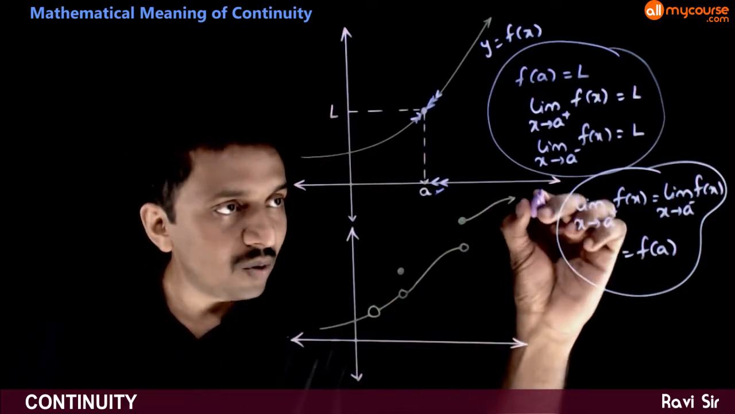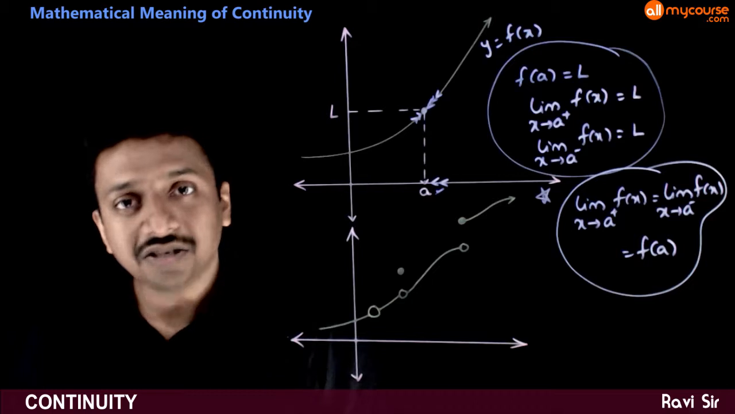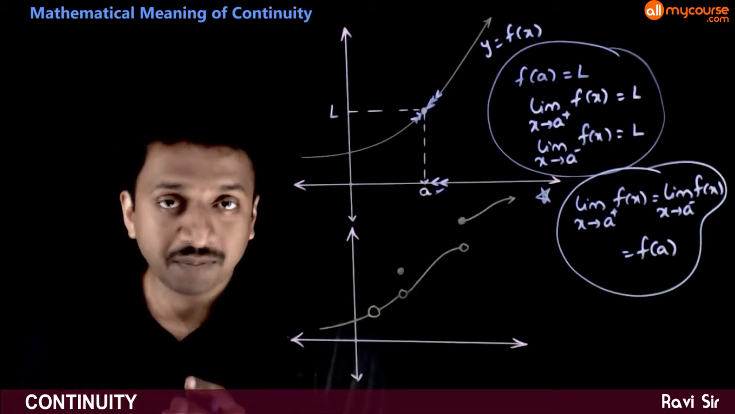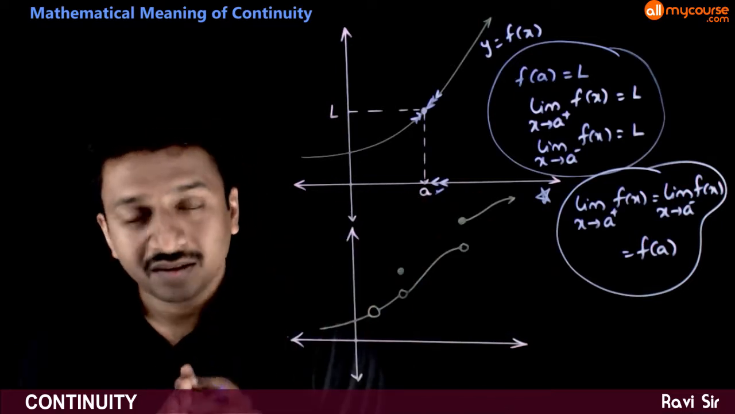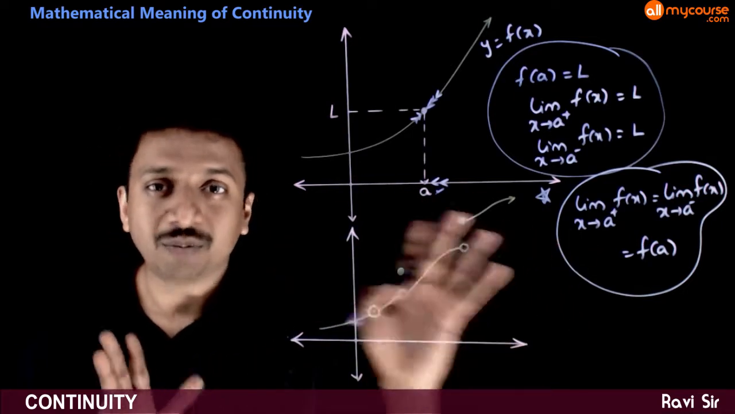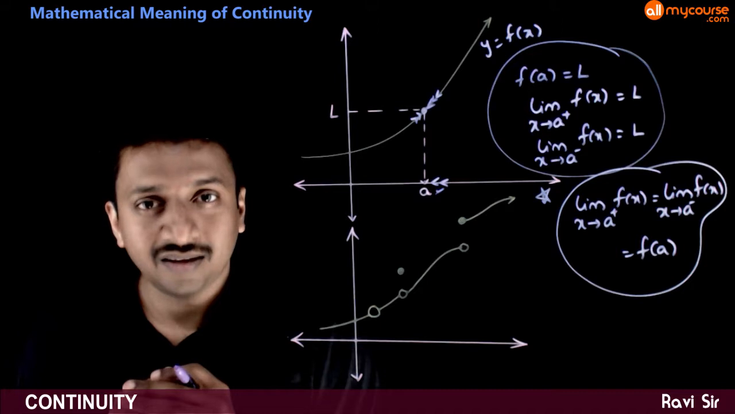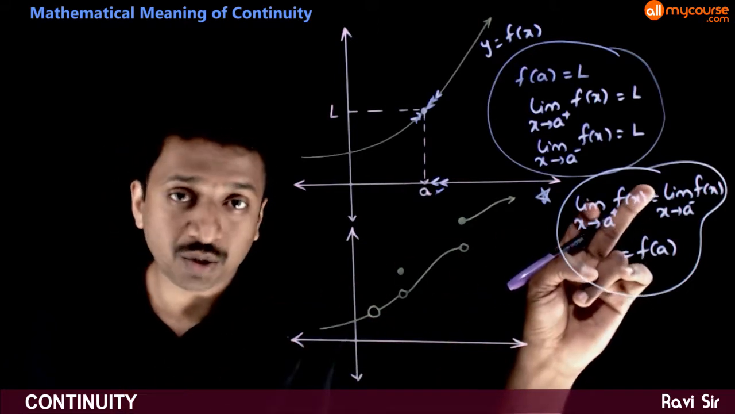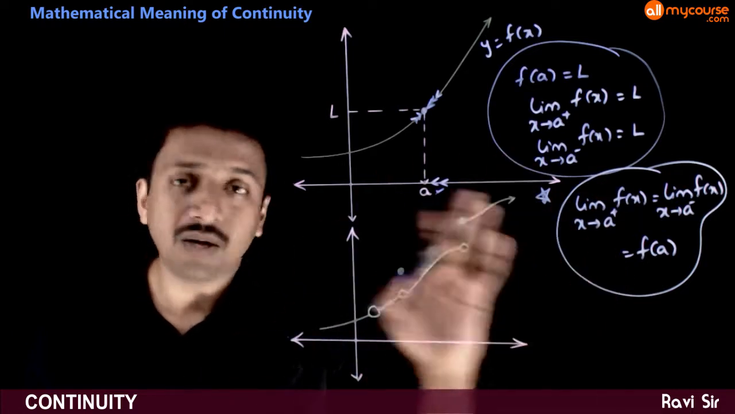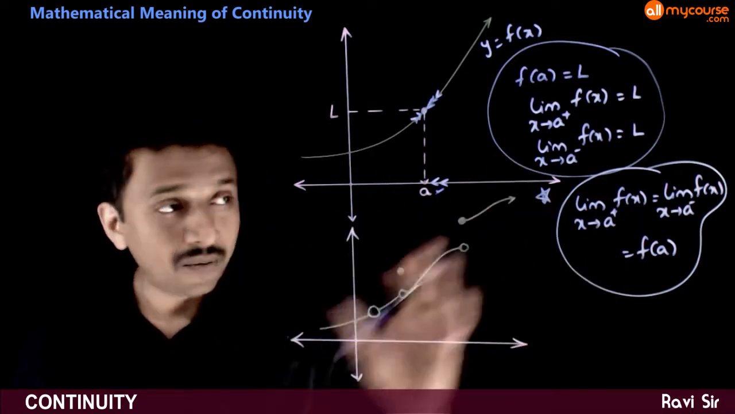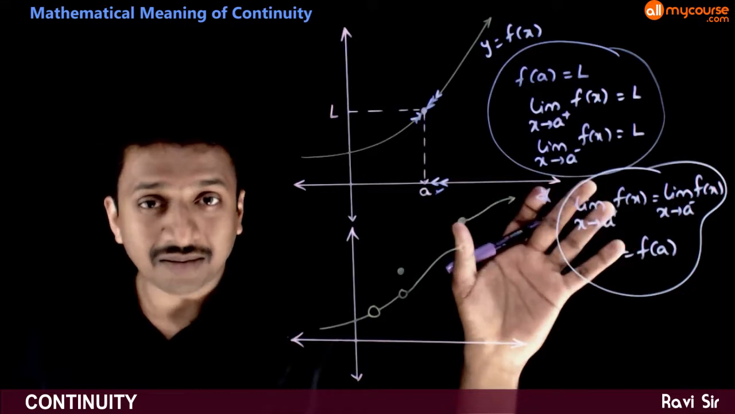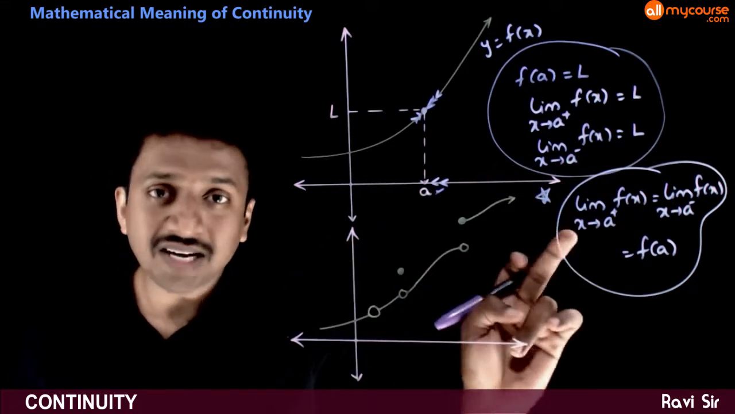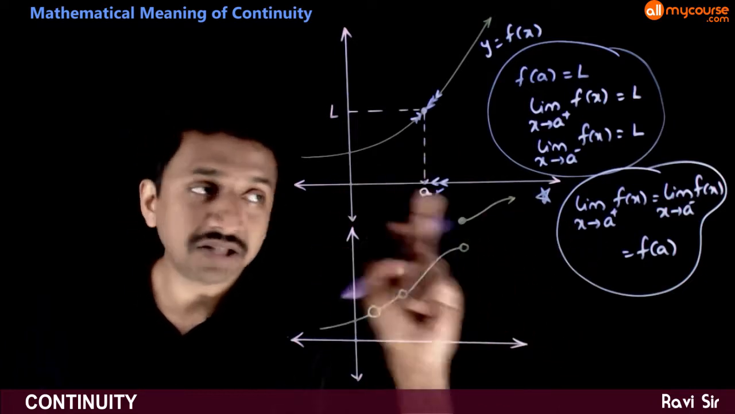This is the most important condition for this chapter. Most of the questions, 90% of the questions on this chapter, depend on this formula. So this formula has to be remembered very nicely. Limit x tends to A plus f of x is equal to limit x tends to A minus f of x is equal to f of A. I want you to write this a lot of times so that you get familiar with this formula. This is the condition for continuity of a function at a given point.